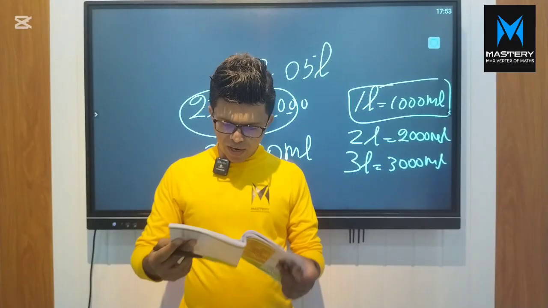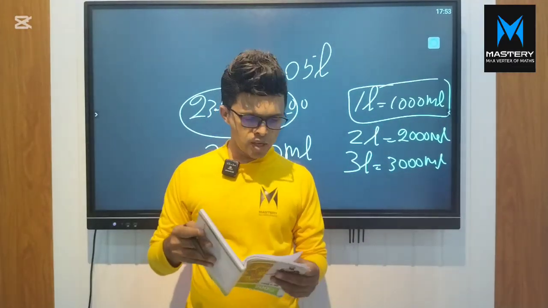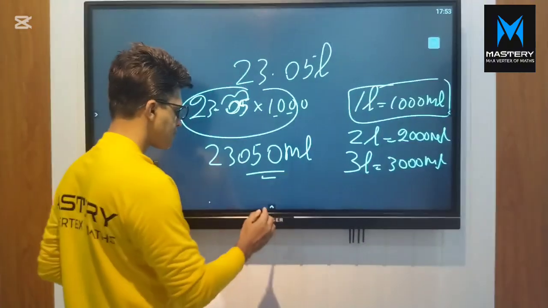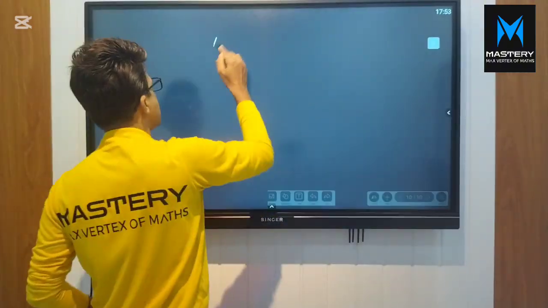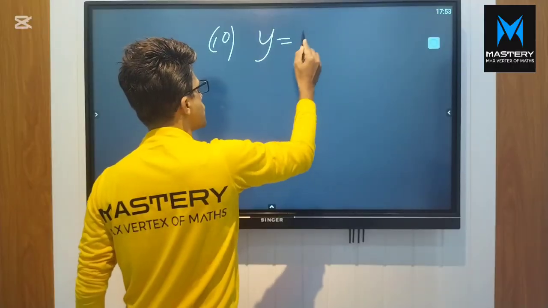I'm not going to write the other answers here. So the 10th question is y equals 2x plus 4.